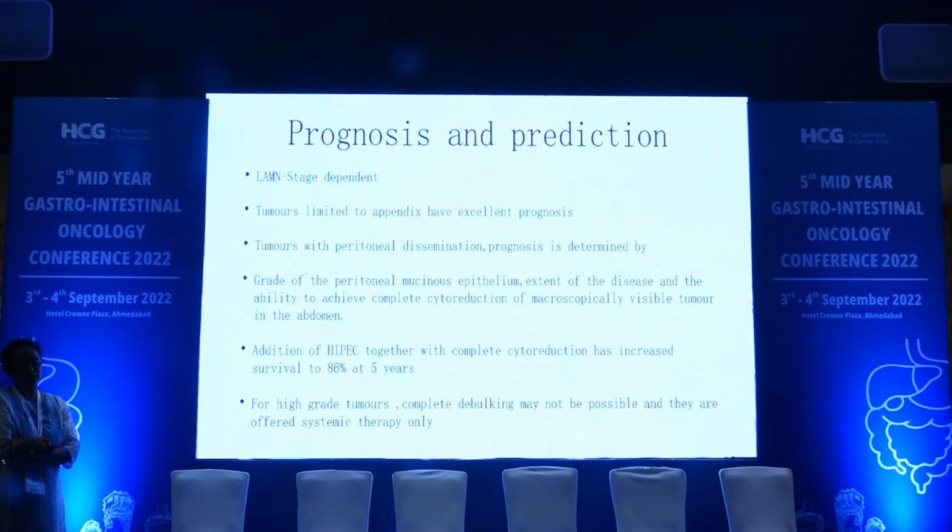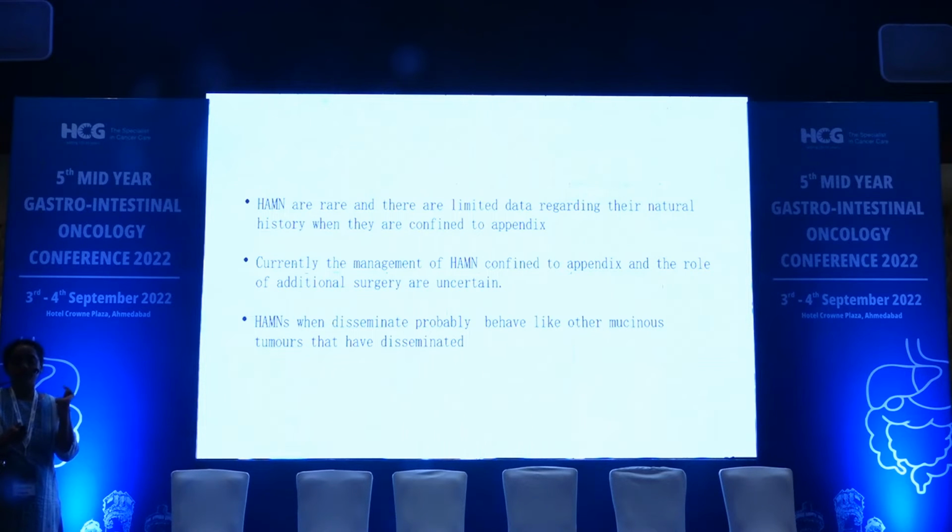Prognosis and prediction, it essentially is stage dependent, and it depends on the grade of the peritoneal mucinous neoplasm, extent of the disease, and ability to achieve cytoreduction. Addition of HIPEC has improved the survival to 86%. One has to remember in this context that when one has an appendicular neoplasm which is low grade, and in the peritoneum if there is discordance, the overall prognosis of the patient is determined by the grade of the peritoneal metastasis, not by the appendicular metastasis.